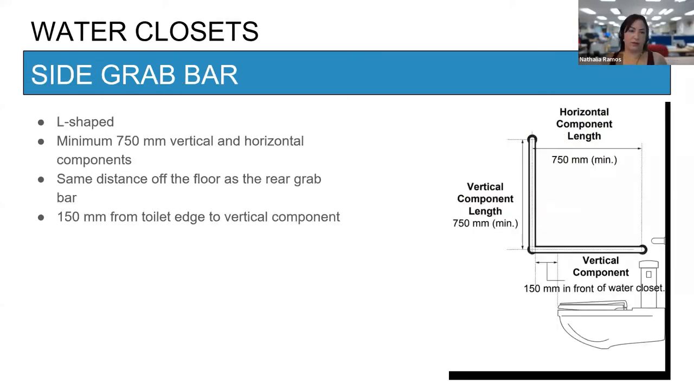The side grab bar needs to be L-shaped, minimum 750 vertical and horizontal components. So our classic 30 by 30 inches. Same distance from the floor as the rear grab bar, so 840 to 920. And it has to be 150 from the toilet edge to the start of the vertical component, as you can see here in the image.